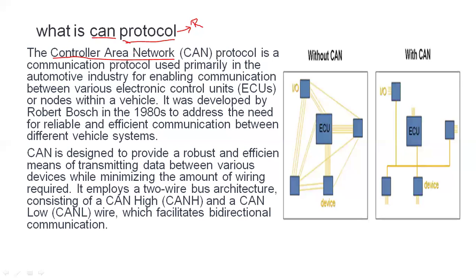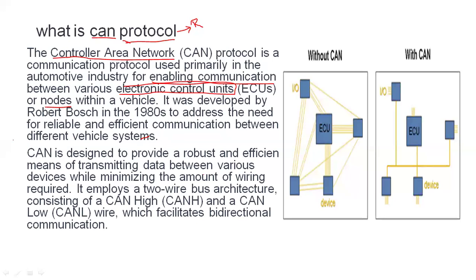The CAN protocol is a communication protocol used primarily in the automotive industry. It is used for communication between the various electronic control units, that are called ECUs. In the classes, we can define them as nodes, nodes within a vehicle.